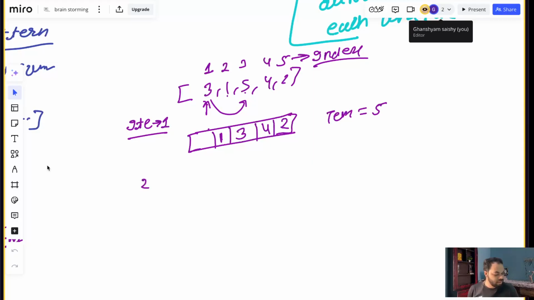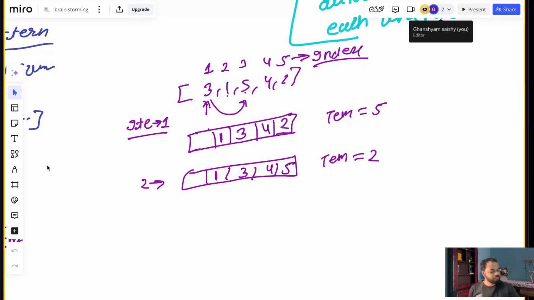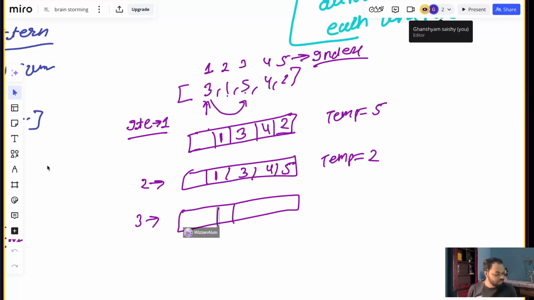So in the second iteration, this will be empty. It will become 1, 3, 4, and then 5, and temp will hold the 2. Now you say, okay, 2 is not in its correct place. Third iteration: we put it at its place, right? Then this will be empty. It will hold 2, 3, 4, 5, and temp will become 1.